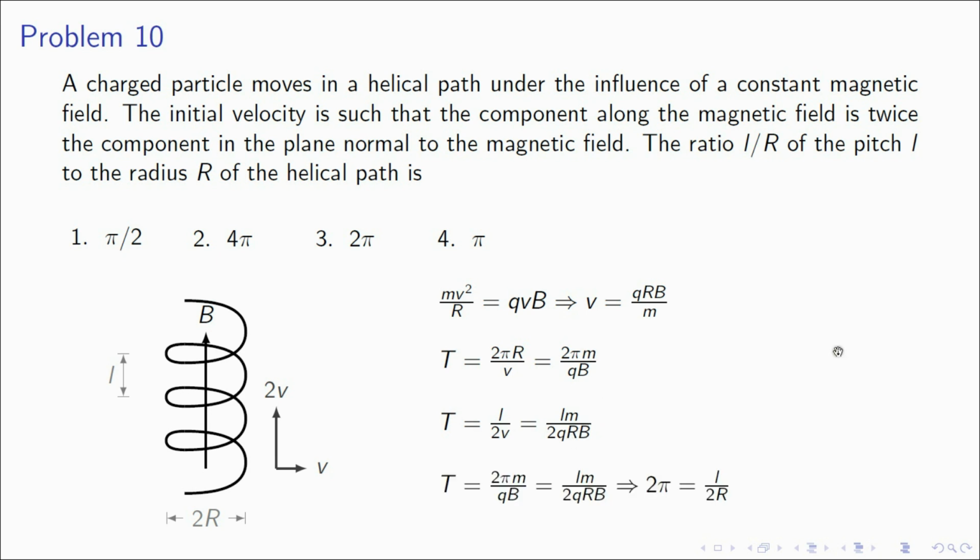So basically 2 pi m over qB is equal to this, and from there if you just simplify you get 2 pi is equal to L over twice r. So you get L by r is equal to 4 pi. So this is the right answer.